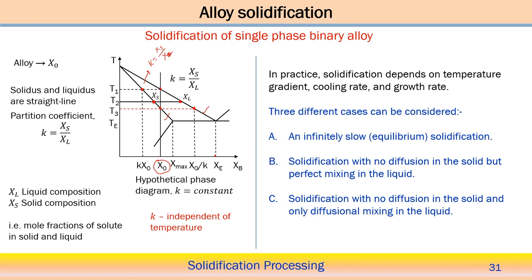Composition X0. Similarly, at this particular point here K equal to XS, that means X0 by XL. So therefore, in this case XL equal to X0 by K. So these are the composition of the liquid phase at this particular temperature. And X is the eutectic composition, we will try to understand the different way.